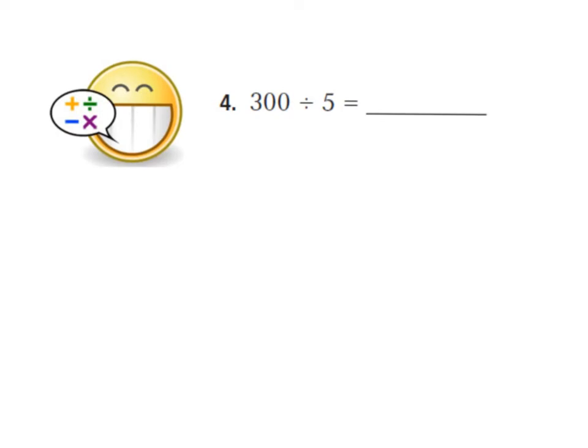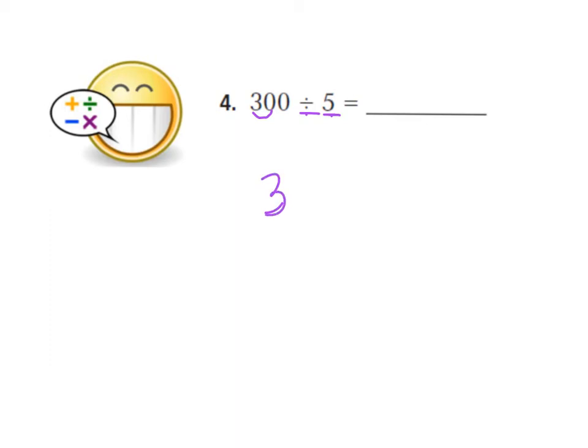Okay, let's look at number 4. Number 4 is the same type of problem, but it might be a little bit tricky. So we have 300 divided by 5. Now, if you were to take out those zeros, you would see that it would only be 3 divided by 5, which we can't do. So then you're going to have to look and see what happens if I add a 0 to that 3. Well, then it turns into 30 divided by 5, which makes a lot more sense.